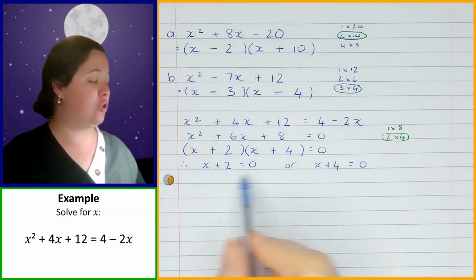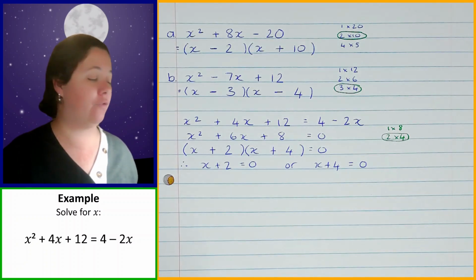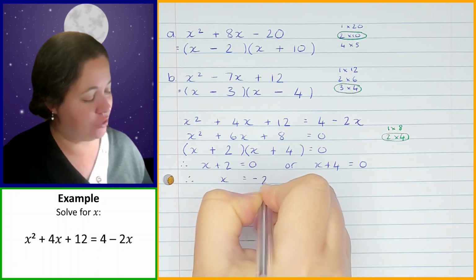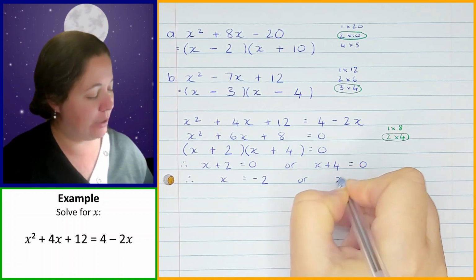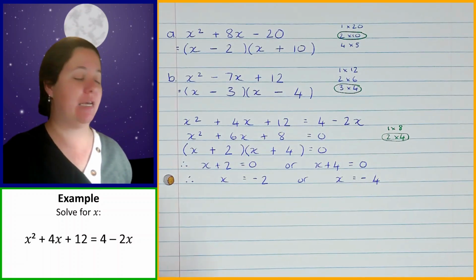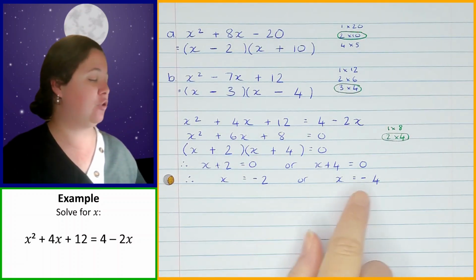And now that I've got these two little equations, I can then go and solve for x. So in this equation over here, x is equal to negative 2, or in this equation, x is equal to negative 4. And that's what we get for that equation, that x is negative 2 or x is negative 4.